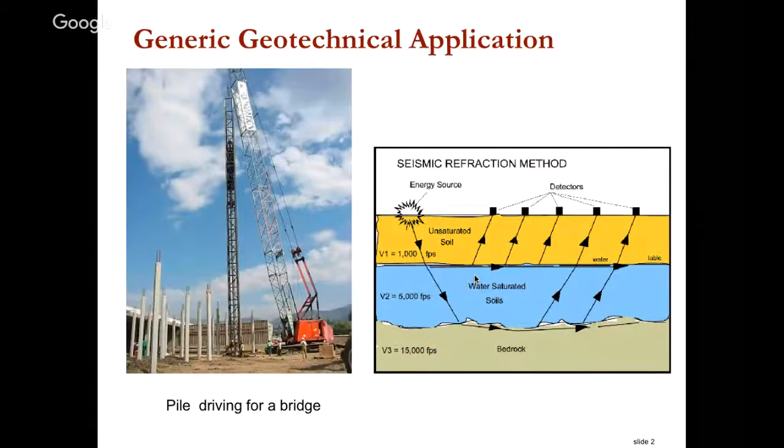So here's an example. These guys are doing pile driving for a bridge someplace in Napa Valley. The goal is to figure out where the bedrock is, in this case, which can be attacked by the thing I just put on the board. We've got an earth that might look like this: maybe an unsaturated soil, water saturated soils, then a bedrock. The goal is to do a geophysical experiment, a seismic experiment, where we put some energy into the ground and record some signal at various detectors.